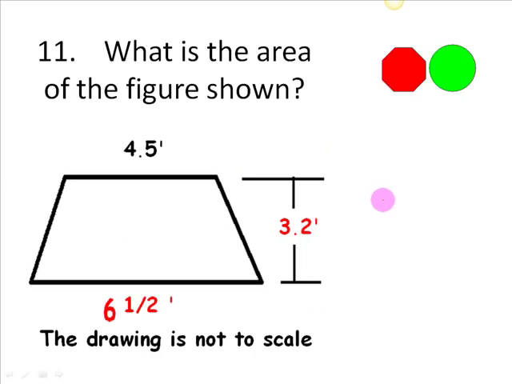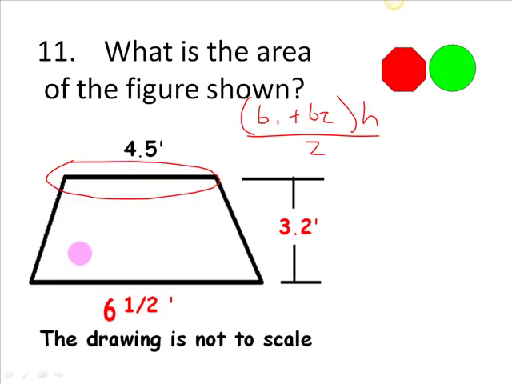All right, number 11. What is the area of the figure shown? Click on the stop sign, give it a whirl. Okay, the figure shown is called a trapezoid. The formula for finding the area of a trapezoid is base 1 plus base 2, all of that multiplied times the height, and all of that divided by 2. That's the formula. This is a base. The bases are just your parallel lines, and this is another base. So it doesn't matter which one you call base 1 or base 2. You simply just add these together.